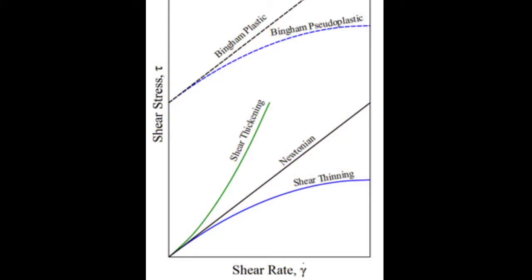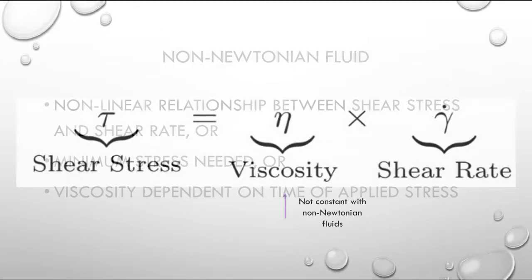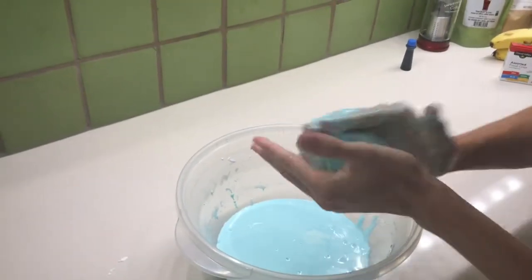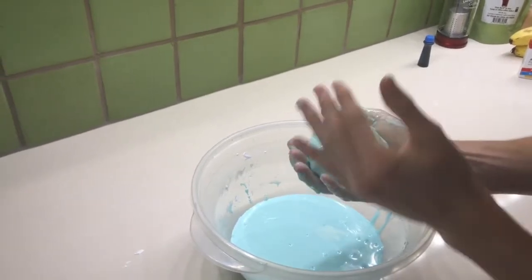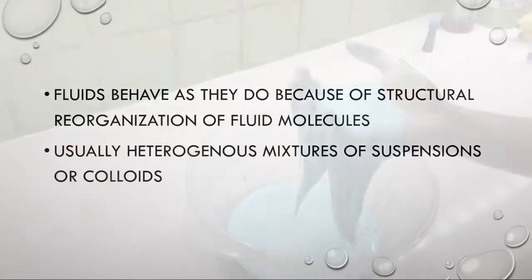A non-Newtonian fluid has the same dependence on temperature, but its viscosity can be changed by applying pressure or shear stress. Non-Newtonian fluids display a nonlinear relation between shear stress and shear rate, have a minimum yield stress, or have viscosity that is dependent on time of applied stress. A constant coefficient of viscosity cannot be defined with non-Newtonian fluids. These fluids behave differently, displaying forms of liquids and solids under certain conditions, because of several factors related to the structural reorganization of the fluid molecules.